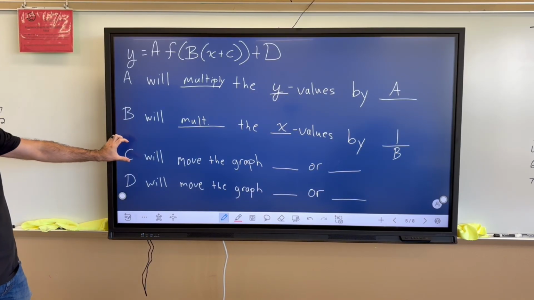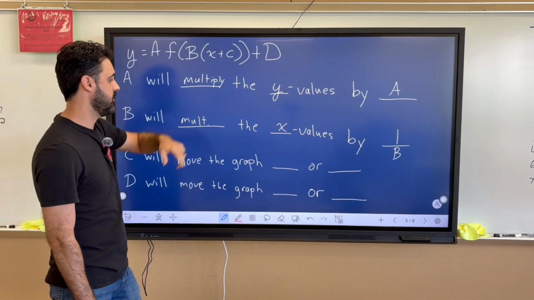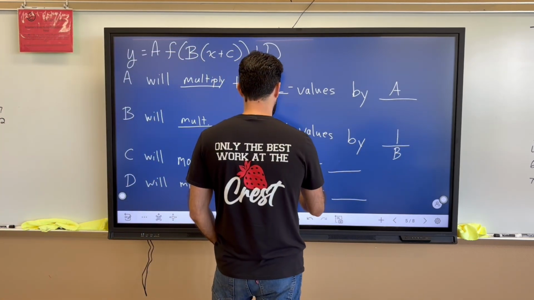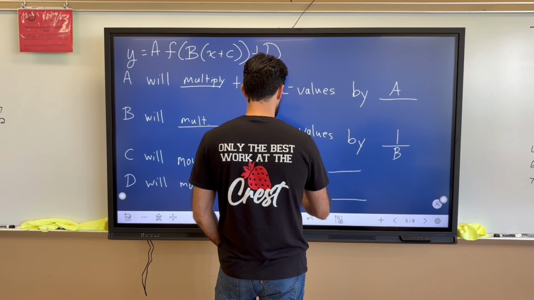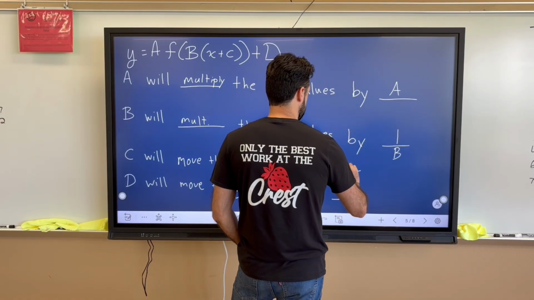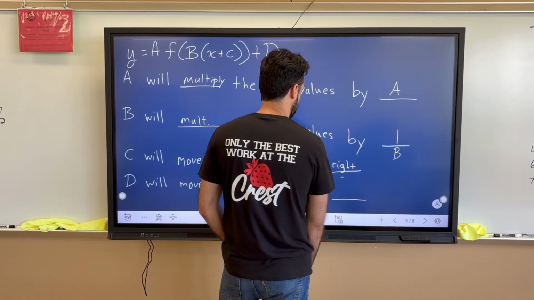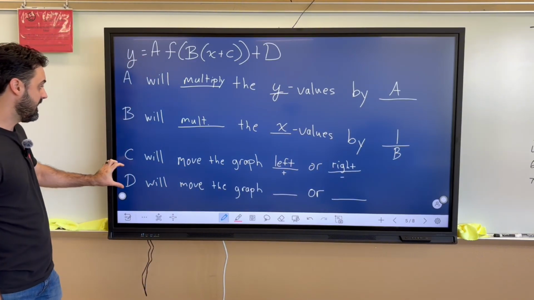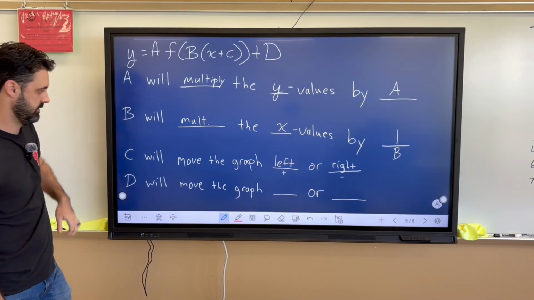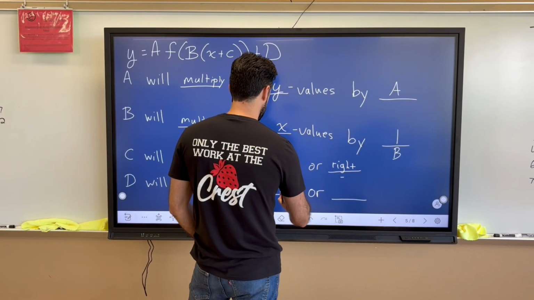Now, C is going to move the graph either left or right. A plus would move it left, and a minus is going to move the graph right. And then D just moves the graph up or down. A plus would move it up.